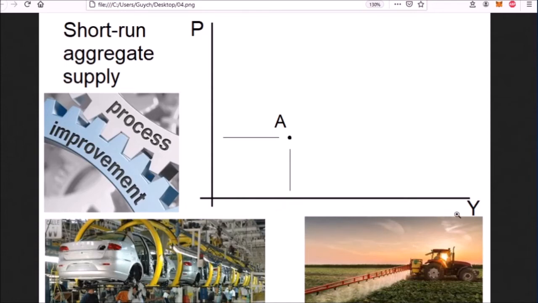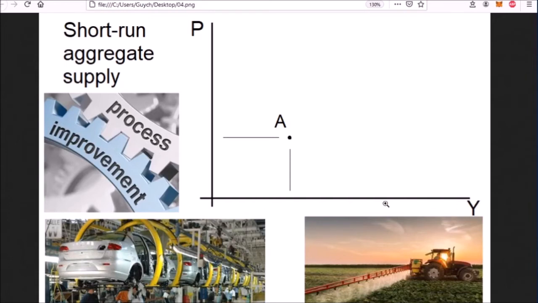And on the horizontal axis, instead of having the actual quantity of pizza produced as we had for the simple supply-demand model, we will have the aggregate quantity of all goods and services produced on the horizontal axis. I'll denote this with the letter Y, which we often use for GDP in economics.